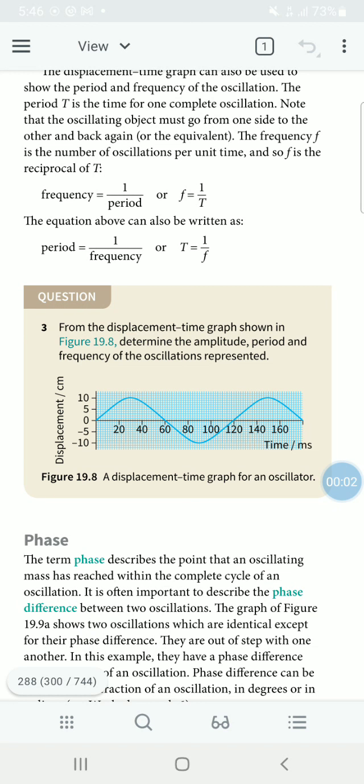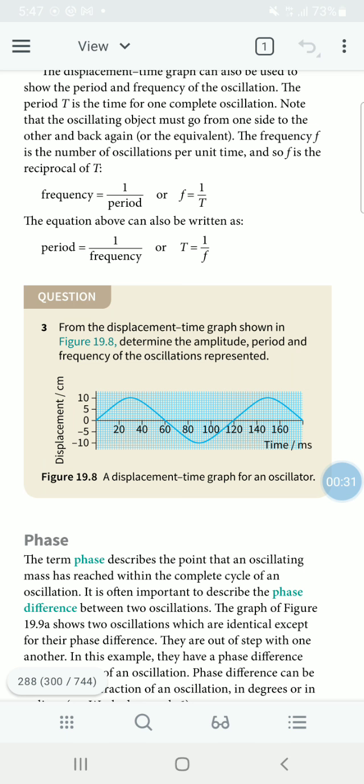Chapter 19, question number 3, physics. From the displacement time graph shown in figure 19.8, determine the amplitude, period and frequency of the oscillations represented. So they have given us the displacement time graph, and we need to determine these details from the graph. First of all, we have to take the amplitude.